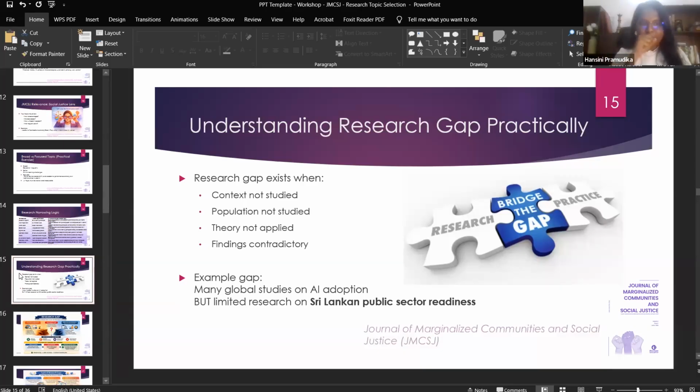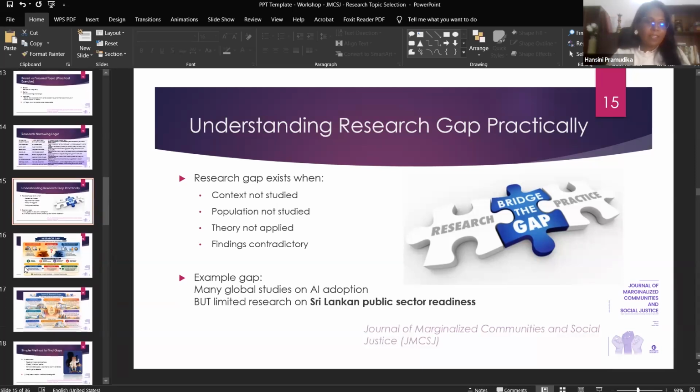Maybe there are different types of populations in your country, right? So when it comes to some populations, the research is done, the others not, right? Then theory not applied. There may be a theoretical gap as well, and findings contradictory. It also provides good insights as scientific research, right? So that's how you have to understand the research gap.